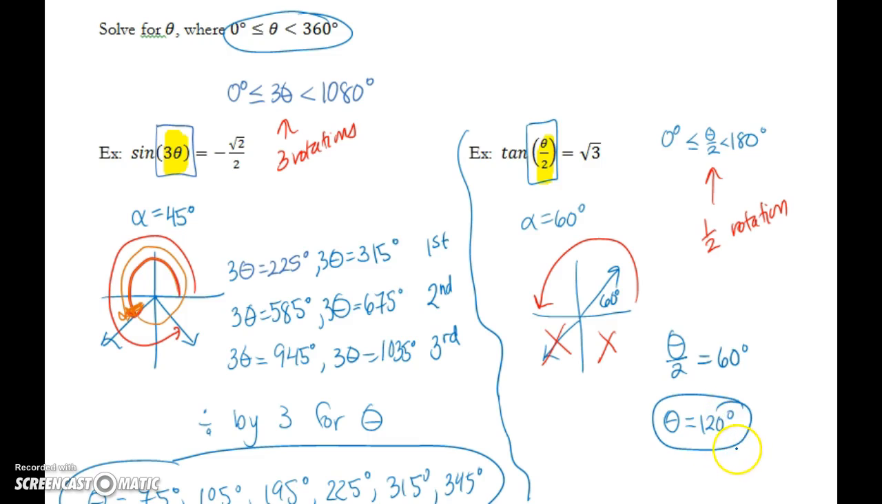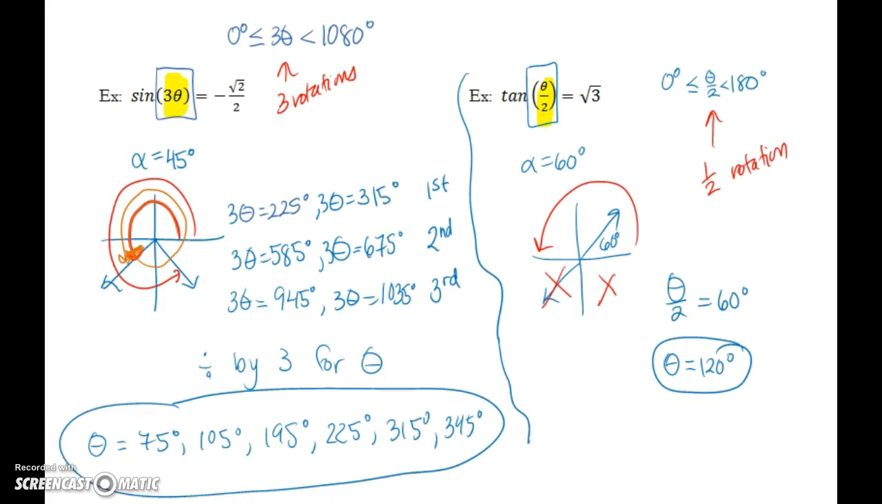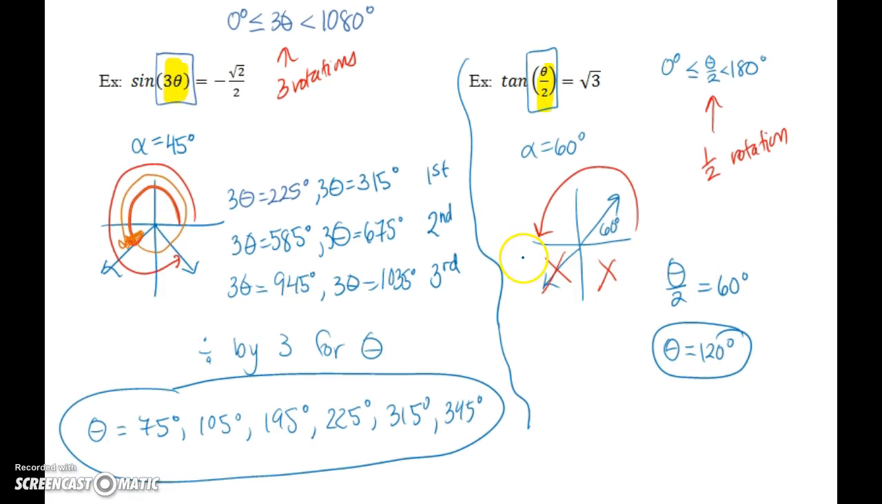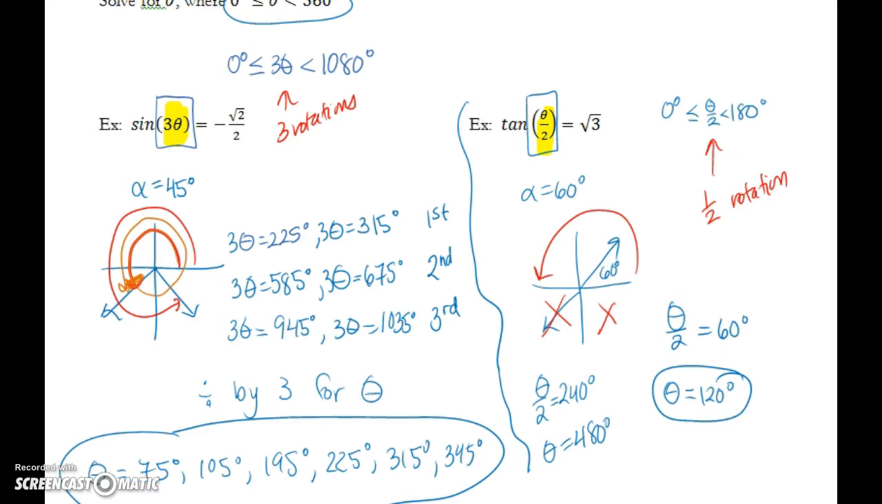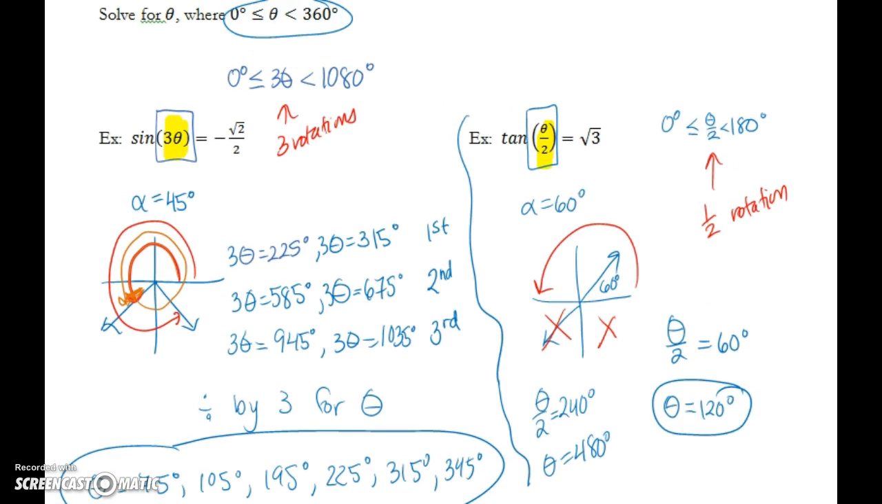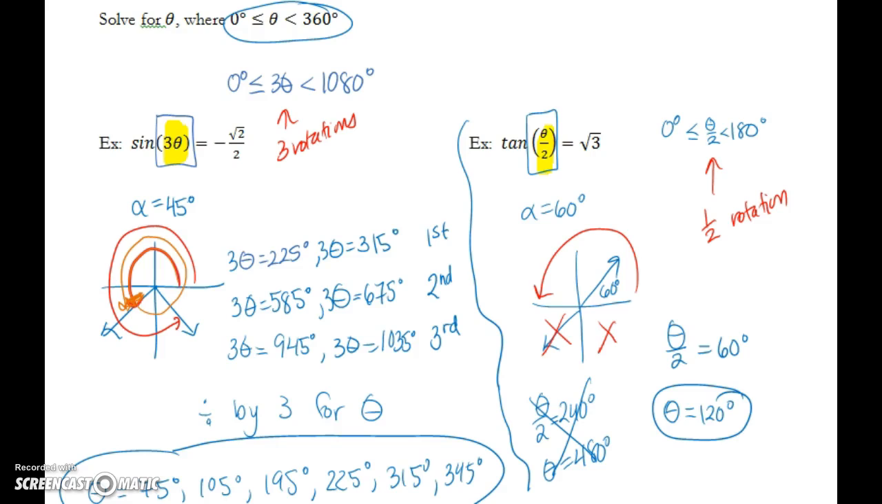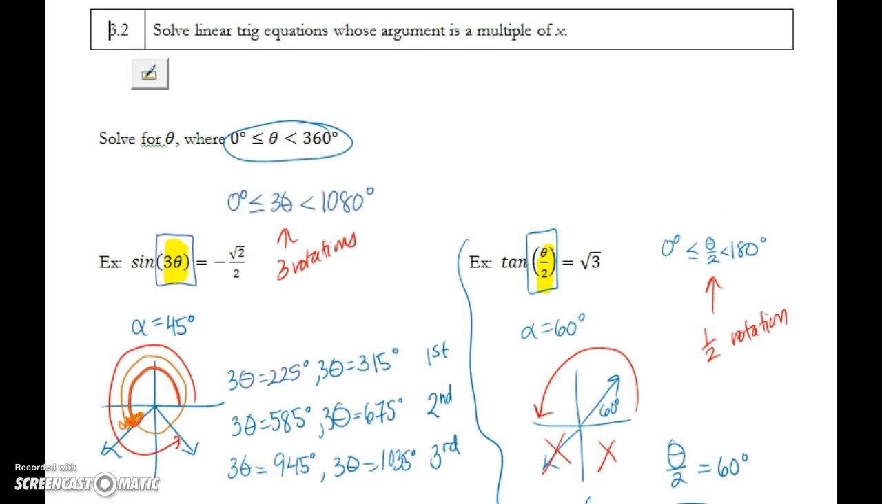That's our solution. Suppose for some reason or another you decided you wanted to go with the third quadrant solution. The third quadrant solution would be 240 degrees. But notice that when you multiply that by 2, you get 480 degrees, which exceeds the window for theta there. So that's why we're really restricted to just the top half. We have one solution for theta. That was standard 3.2 linear equations whose argument is a multiple of x.